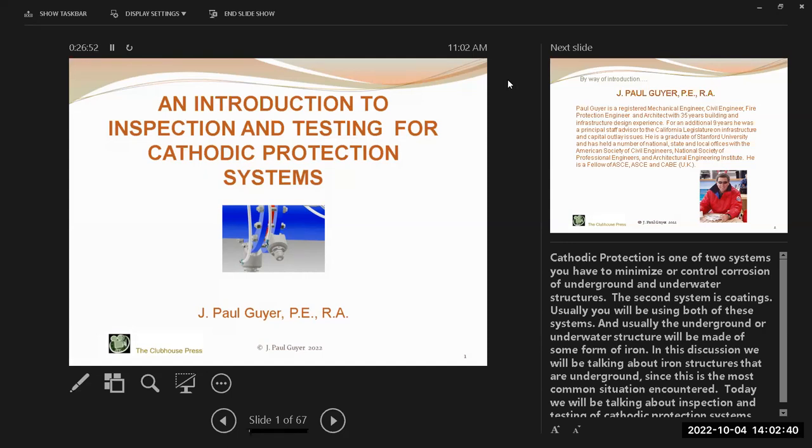An introduction to inspection and testing for cathodic protection systems. Cathodic protection is really a subset of corrosion protection. Your objective is corrosion protection, and you've got two tools that you can use to control corrosion. One is coatings and the other is cathodic protection. And you'll almost always use both of them on projects.